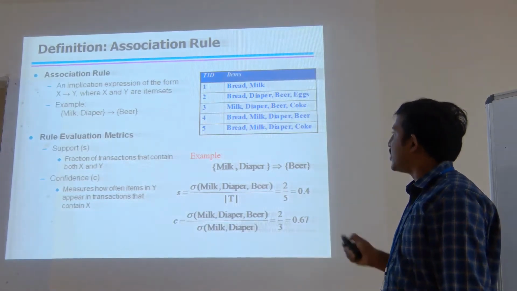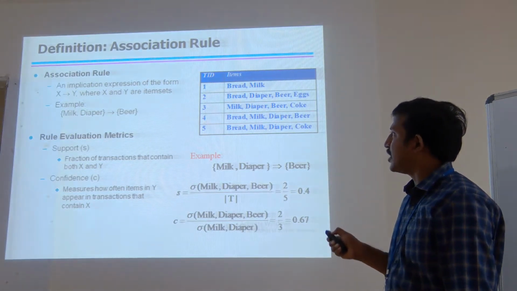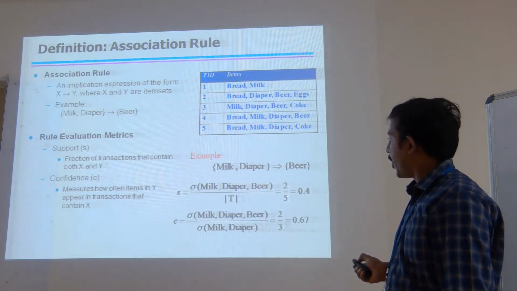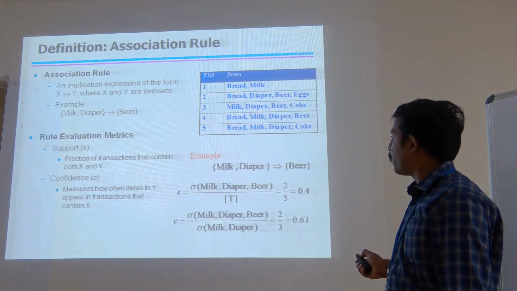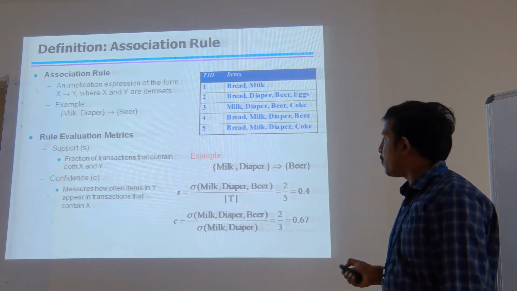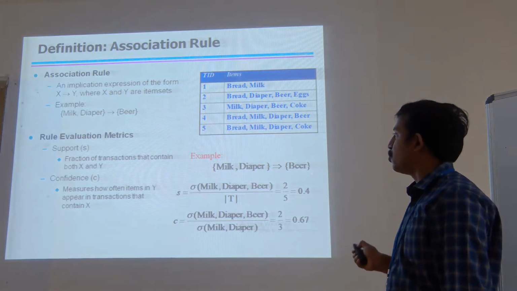How many transactions are there? In total we have 5 transactions. That's why 2 by 5. 2 by 5 equals 0.4. This indicates the support value of this association rule.